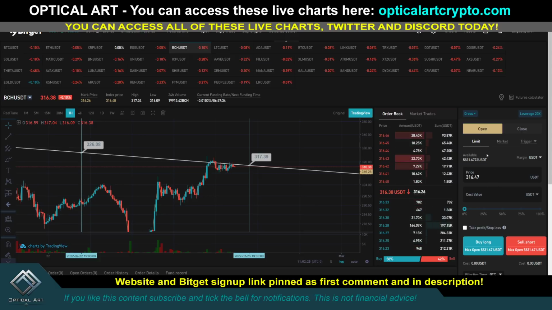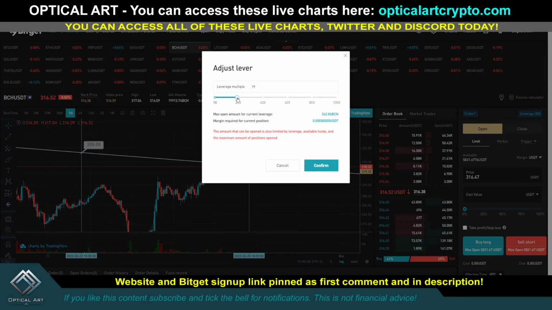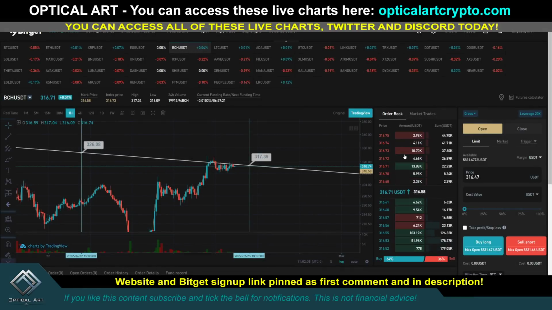Right now, I've got 5,131 USDT in here. If I want to do a short, you can use whatever leverage you want, from 1 times to 100 times leverage. I'm just going to leave it at 20 times leverage, and I'm going to do a short. So I'm going to be shorting this point.